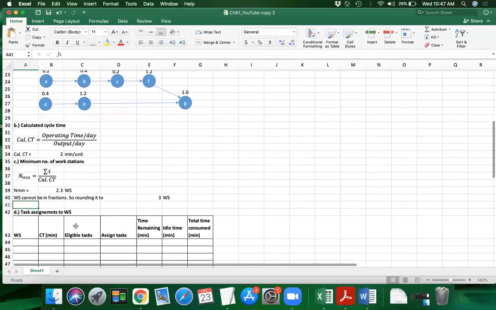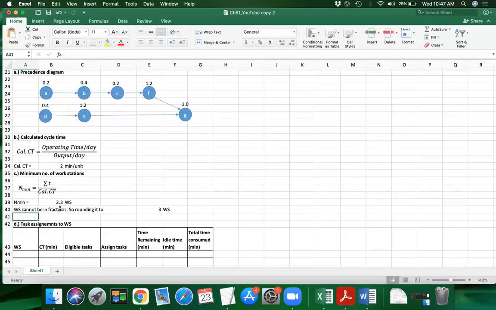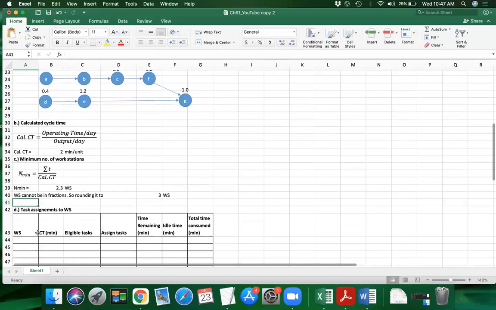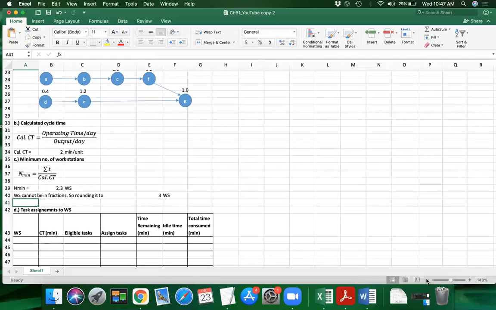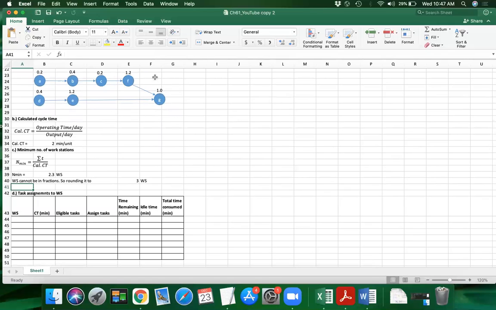Now the main task is how to assign these tasks to the workstations. So we calculated that we are going to need approximately 3 workstations at minimum, could be more, we don't know yet. And we know the cycle time each workstation is going to take. So each workstation should not take more than 2 minutes. That's the cycle time. And you have been given the task times. So let's get started. Let's say this is the table we're going to produce here. I will try to minimize it so we can have this diagram with us. I want to see all this in one place.